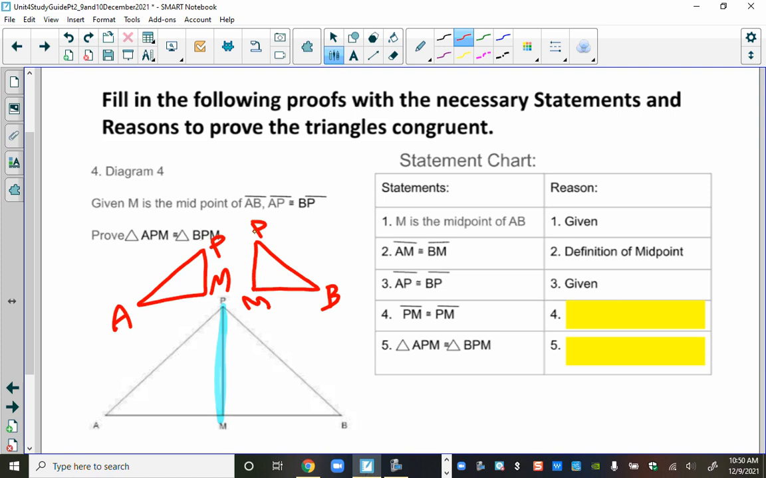So they said AM and BM are congruent because M is a midpoint. So we can say that these sides are congruent, right? M is your midpoint between A and B. AM and BM are congruent. They also told us that AP was congruent to BP.